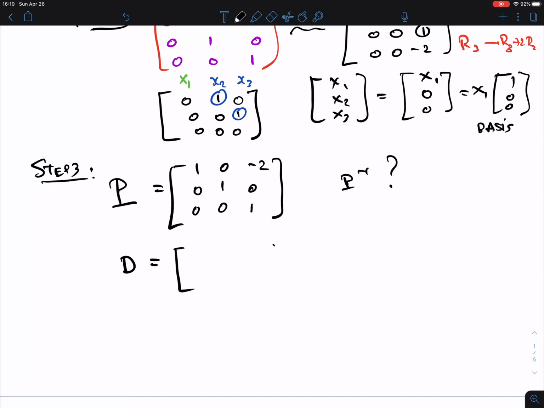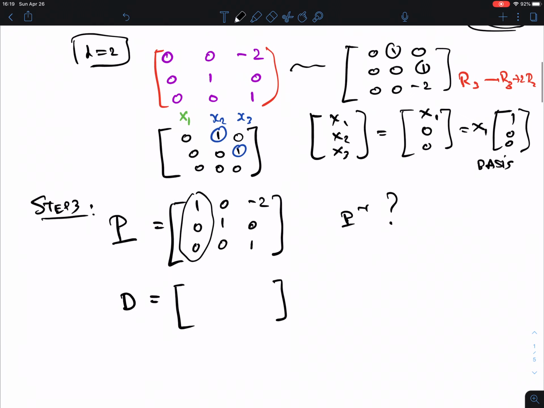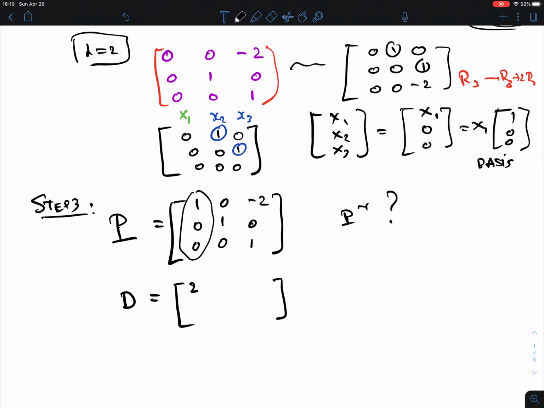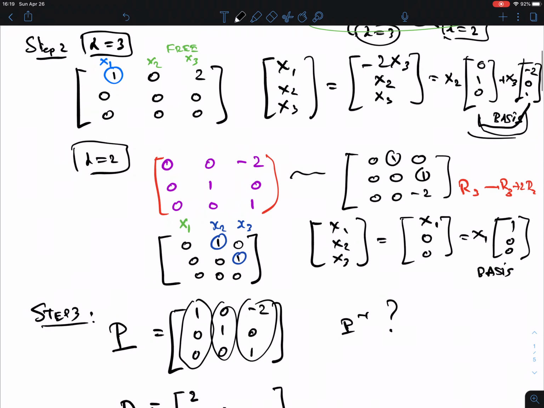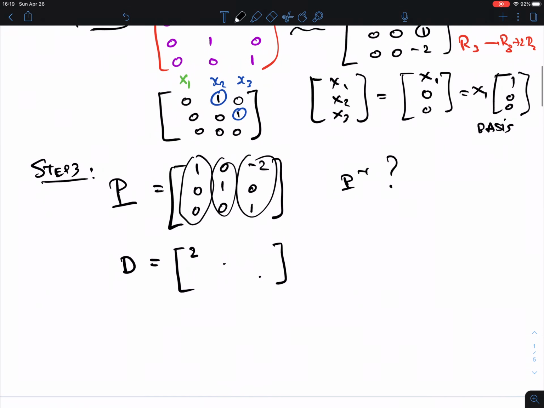Remember, D is a diagonal matrix, but again, the way that you build P also determines how you build D, because this was an eigenvector for lambda equals 2, so we get a 2 here on that diagonal element. So we have 3 diagonal elements, right? These two guys have eigenvalue 3, so there will be a 3 and a 3 here, and the rest, of course, it's a diagonal matrix, the rest is 0. So that is D.